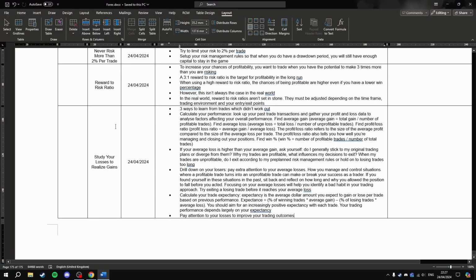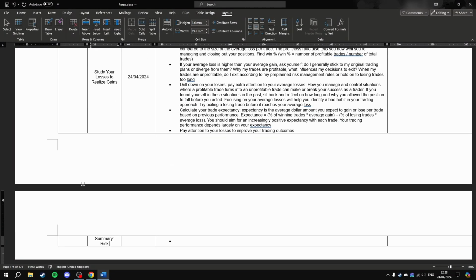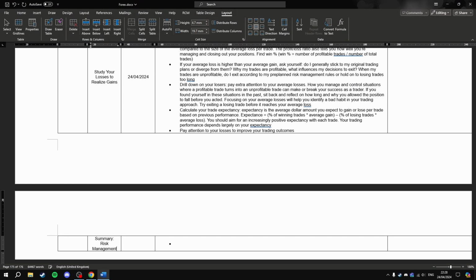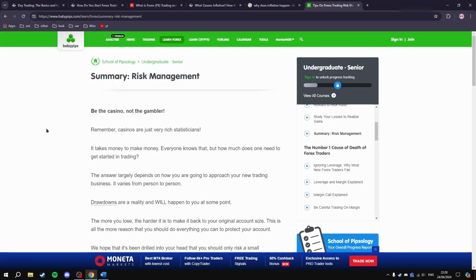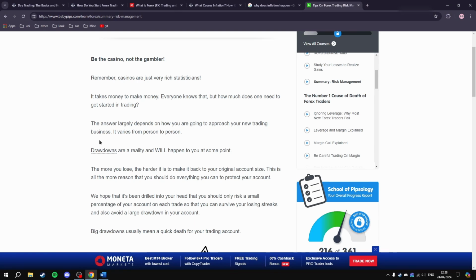Summary, risk management. Be the casino, not the gambler. Remember, casinos are just very rich statisticians.